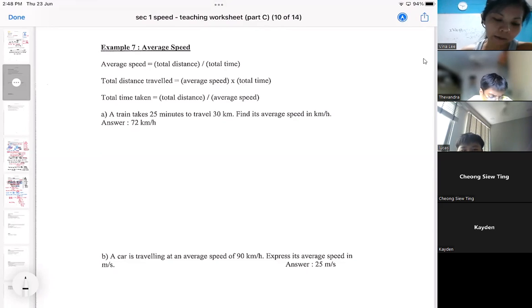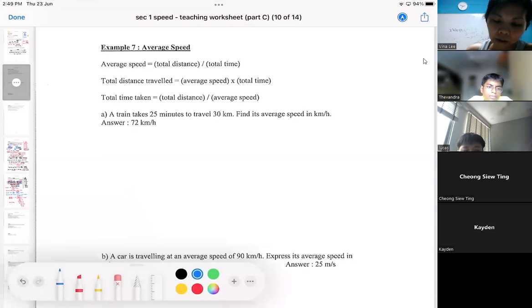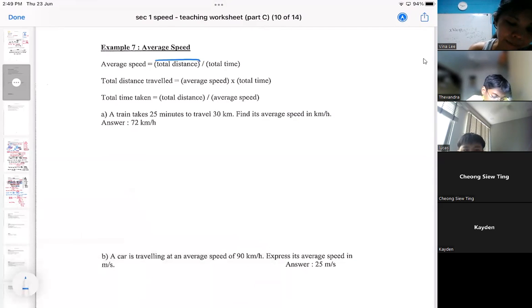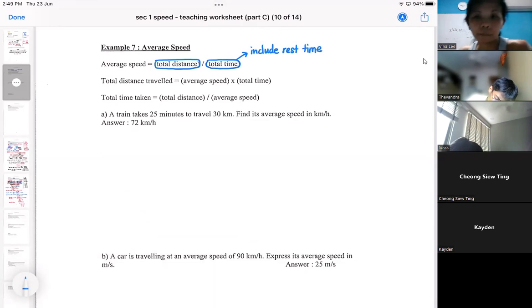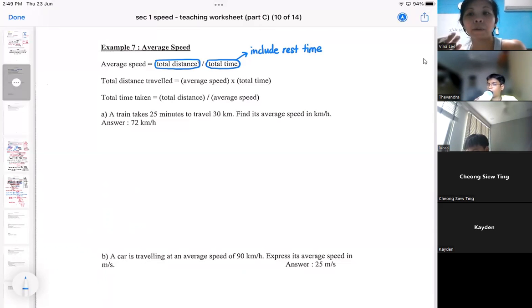So the average speed has a generic formula. It will be total distance divided by total time. So the total time is the part that is a bit tricky. The total time also includes rest time. So this is the part that a lot of people will misunderstand. They thought that rest is not included, but in actual fact it's included. So maybe easier will be if you imagine your 2.4 kilometer run. The longer rest time you have, it will lower your average speed because you're spending more time.